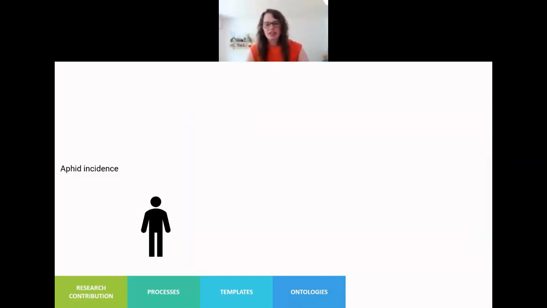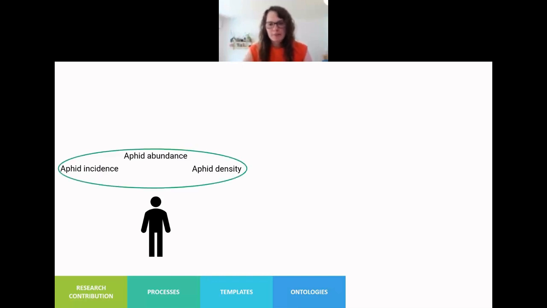And the best way to understand why these ontologies are an important part of the machine readability process is with an example. So let's say that I'm a researcher that wants to conduct a synthesis on how landscapes affect aphid populations. And I want to include information from Ricardo's paper, where he described the relationship between landscape composition and aphid incidence. But I also want to include studies that report the effect of landscapes on aphid abundance or aphid density, because these terms also describe aphid populations.